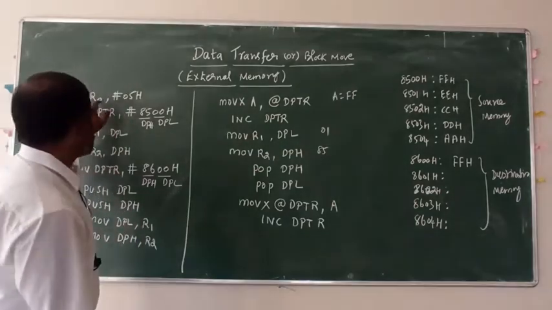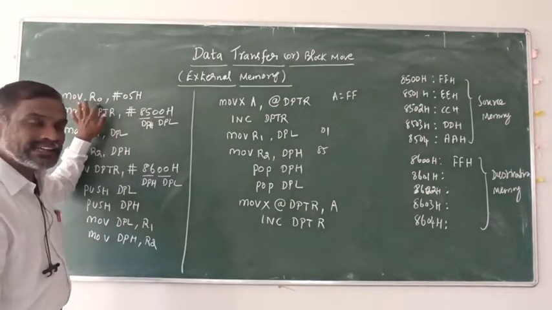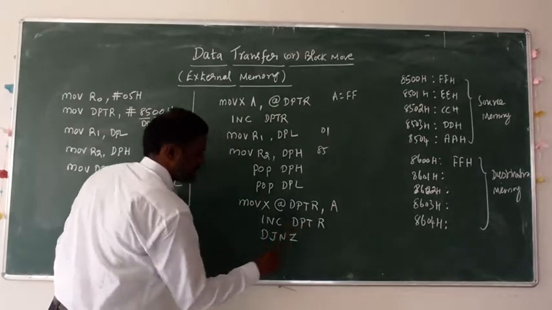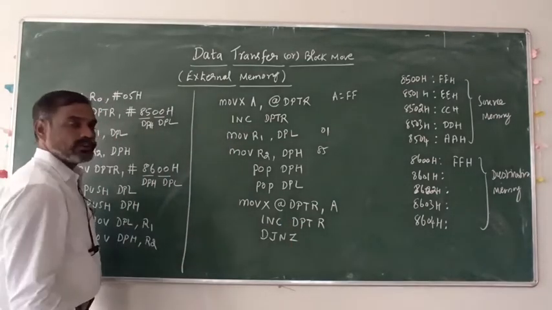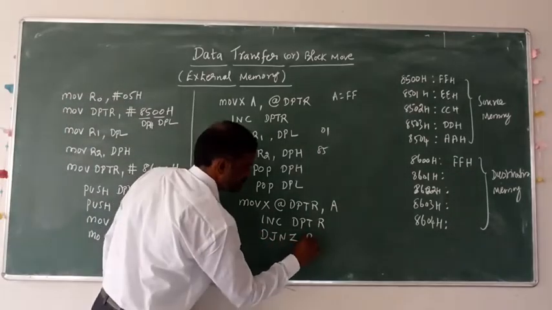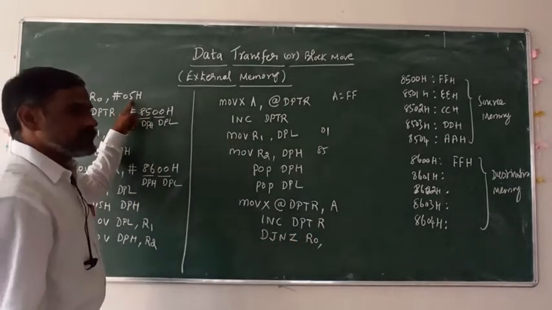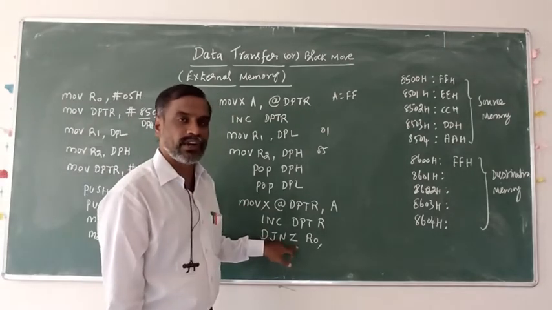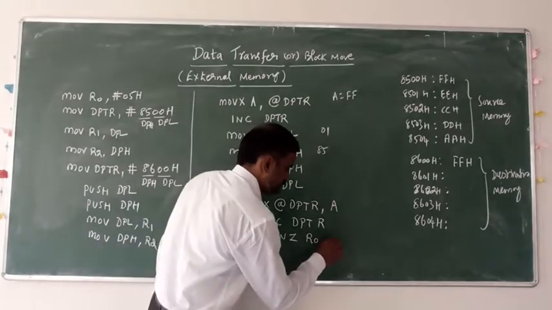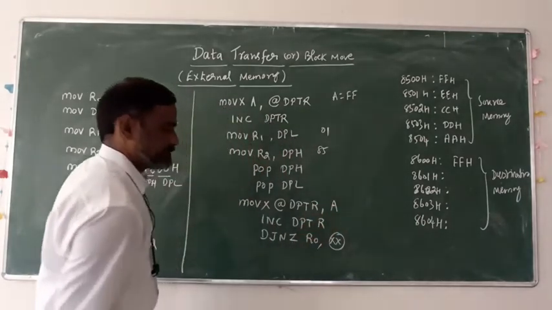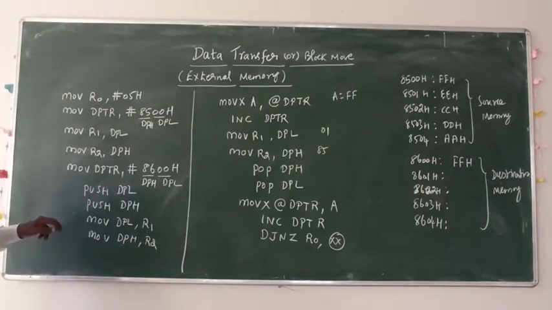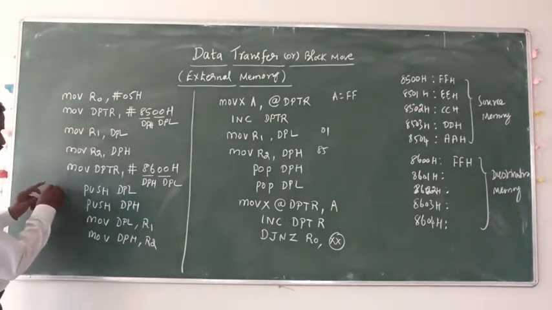For that we have to decrement the number of data register. DJNZ, decrement and jump if not zero. Which register? R0 register. Now R0 will be decremented from 05 to 04. Now to check whether it is 0 or not. Not 0. Not 0 means jump to where? Jump to this one. Jump to here.